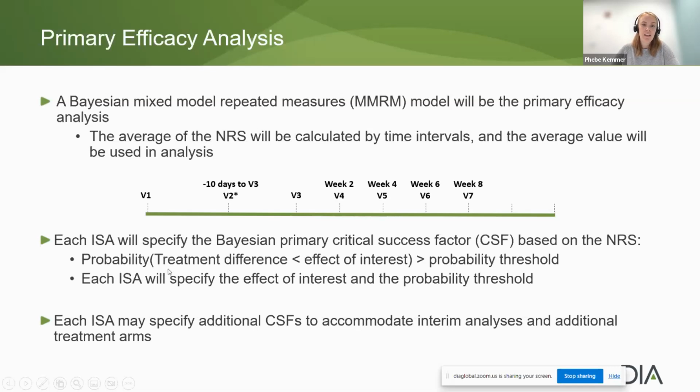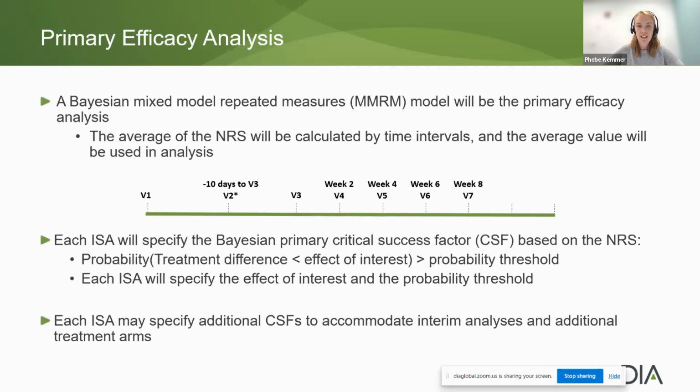The posterior probability that the treatment difference is less than some effective interest. If that probability is greater than some probability threshold, then we can declare success. The reason this is a less-than is because here we're measuring pain reduction, so a negative treatment difference is good.